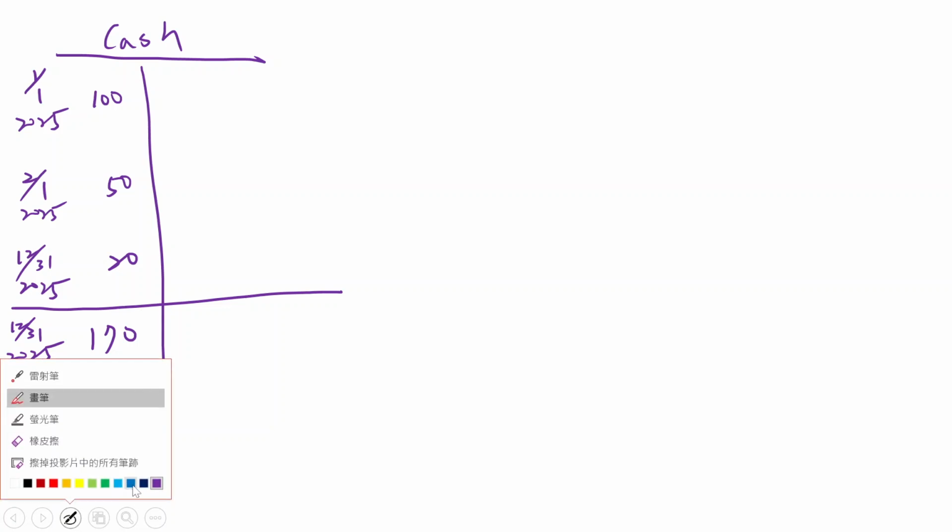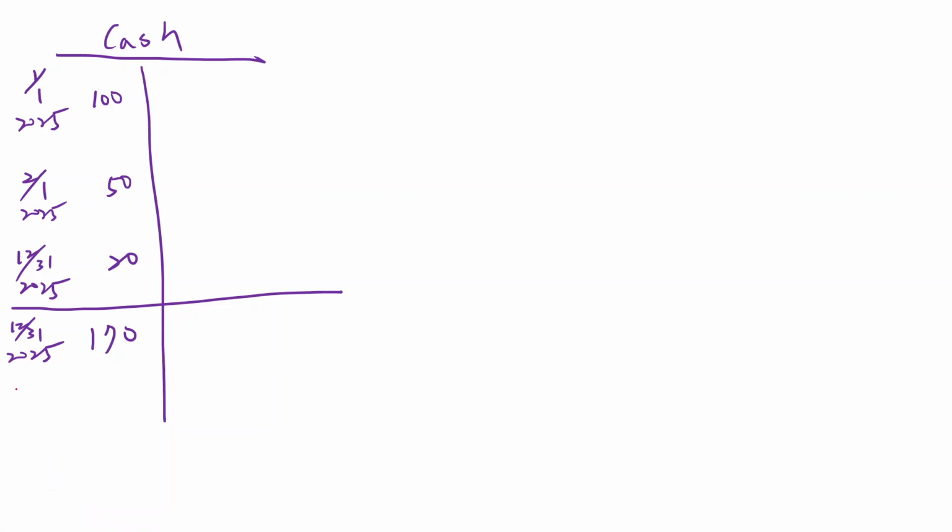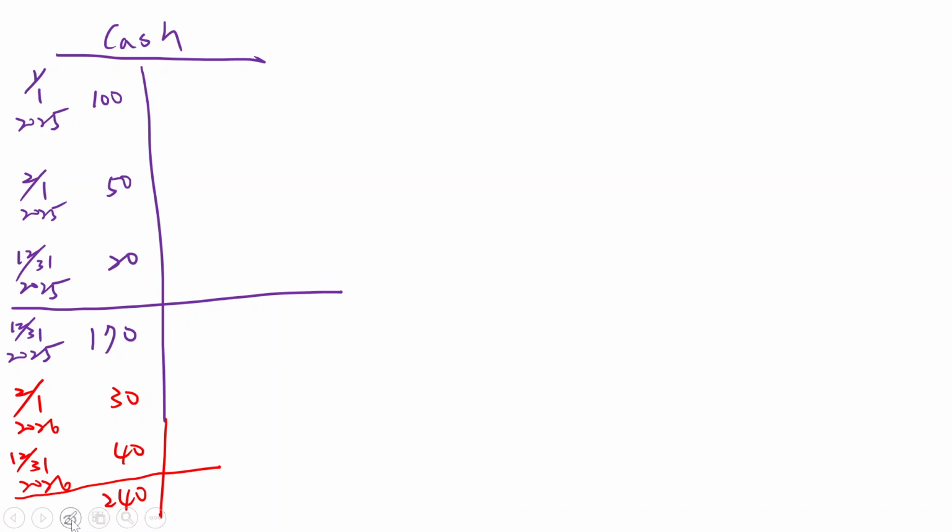So maybe next year, February 1st, 2026, I have another cash, $30. How about last day, December 31st, 2026? I have the cash, $40. So I totally have the cash, how much? $240. This number is accumulated for 2 years, right? So this number is accumulated for many years, for 2 years in this case.